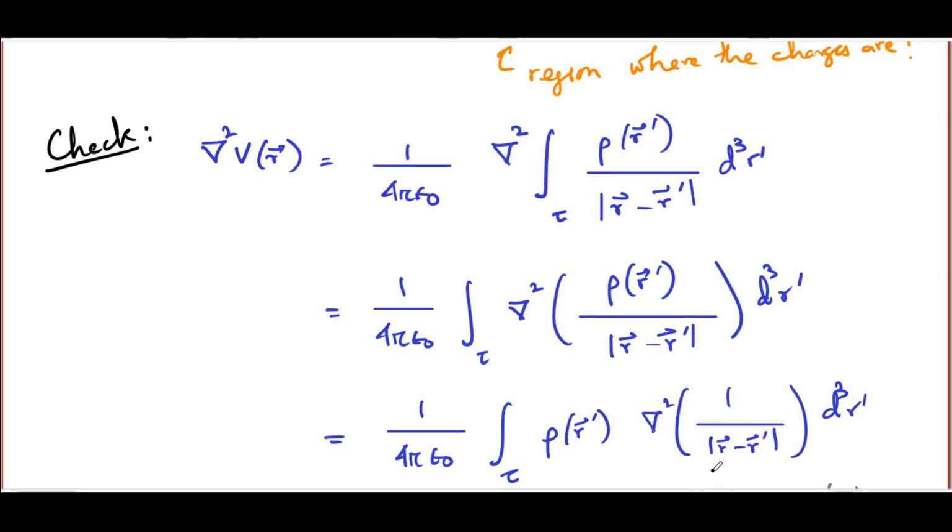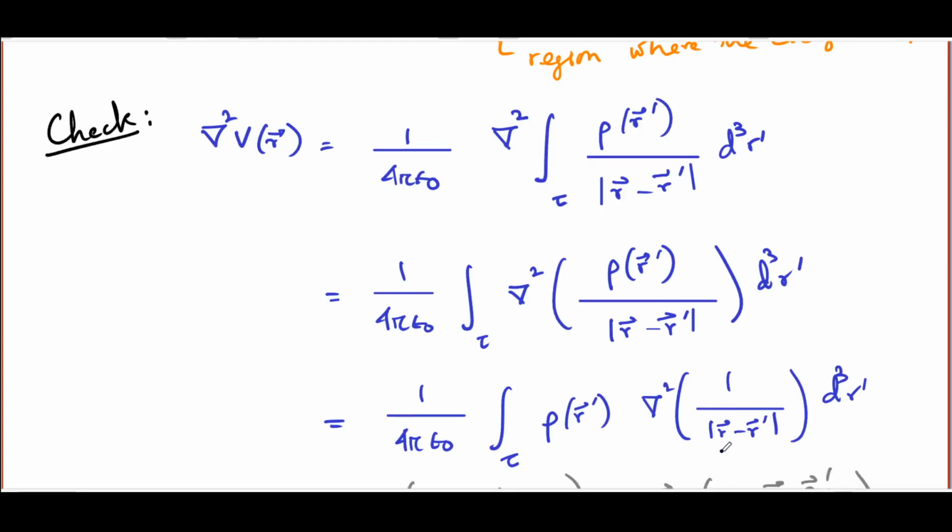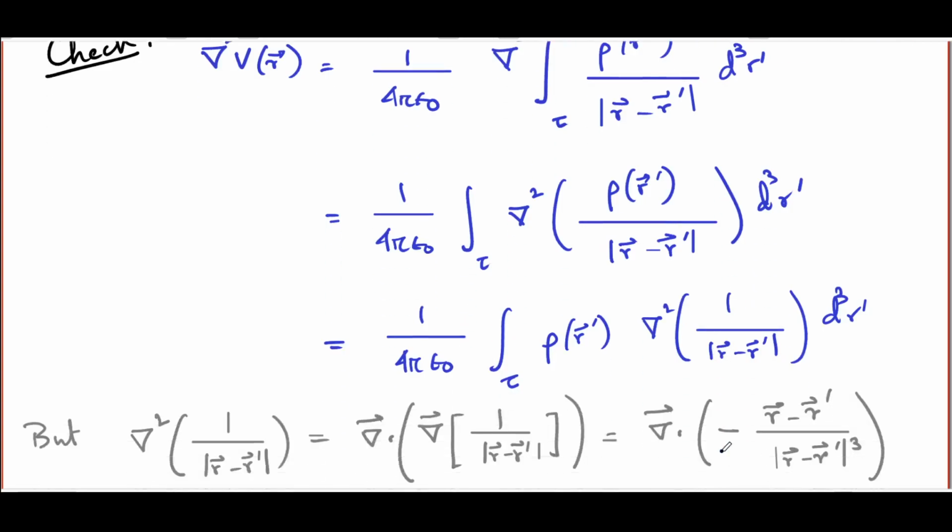Now, the Laplacian of 1 over mod of r minus r prime is something that we had actually already calculated before. After all, it is the divergence of the gradient of 1 over mod of r minus r prime. Remember, that's what the Laplacian is when it acts on a scalar. It is the divergence of the gradient of the scalar. The gradient of 1 over mod of r minus r prime is pretty easy to calculate. It turns out that it is actually a vector in the direction of r minus r prime whose length happens to be inversely proportional to the square of the distance between r and r prime.